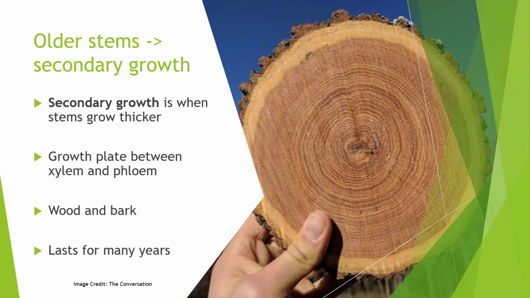This is opposed to secondary growth, which is done in older stems. It's when stems grow thicker. So this is the girth of these stems. They're going to have this growth plate between the xylem cells and the phloem cells. So look at this log here, and you can see that you have all these rings. That's where the growth plate was in previous years.